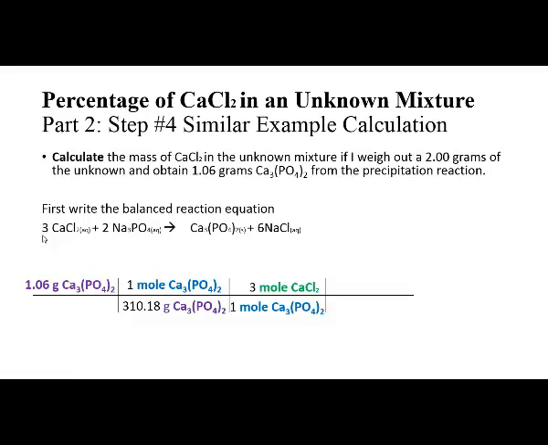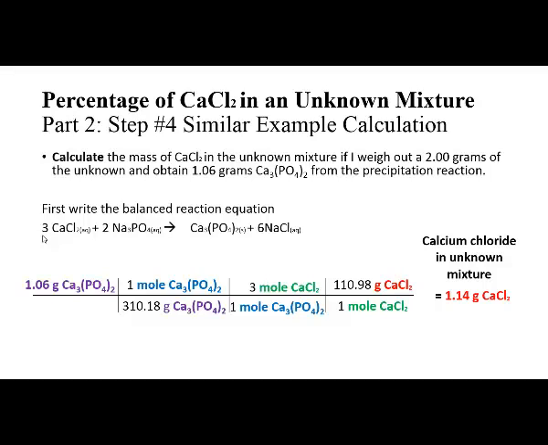Then if I want to calculate the grams of calcium chloride present in my original sample, I go ahead and multiply by the molar mass of calcium chloride. So I multiply by 110.98 grams of calcium chloride for every 1 mole. So the calcium chloride in the unknown mixture I calculate would have been 1.14 grams of calcium chloride.